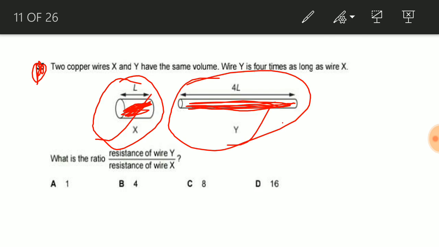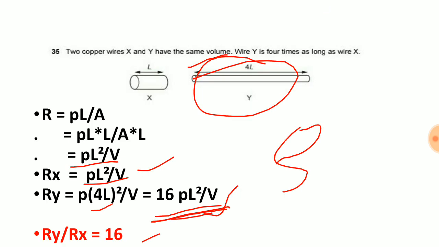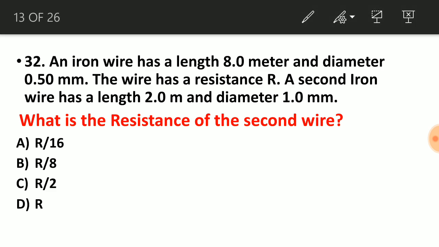D. Because of that our answer is D for this question. Now let us see this question. An iron wire has length 8 meter and diameter 5 millimeter, and its resistance is R. The second wire is also an iron wire, and it has a length 2 meter and diameter 1 millimeter. What is the resistance of the second wire?